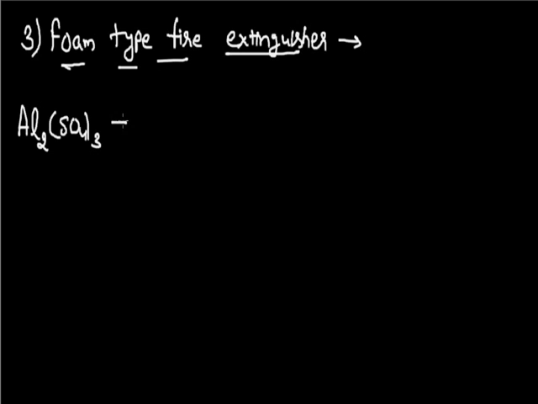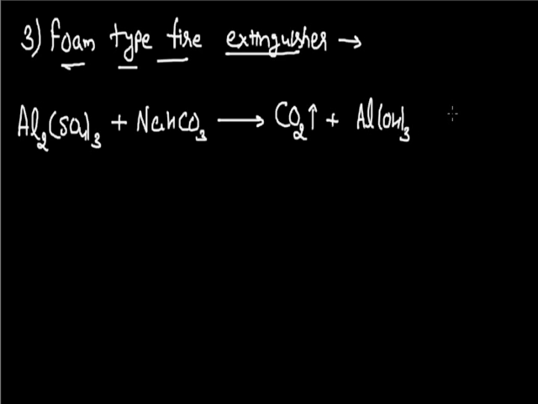When this aluminium sulfate is reacted with sodium bicarbonate, NaHCO3, carbon dioxide gas is evolved by the reaction of these two. The other product is aluminium hydroxide with the formula Al(OH)3, and a salt is also formed there, that is sodium sulfate, Na2SO4. The reaction will be balanced when we take 6 molecules of sodium bicarbonate. By this reaction, 6 molecules of carbon dioxide and 2 molecules of aluminium hydroxide will be there.